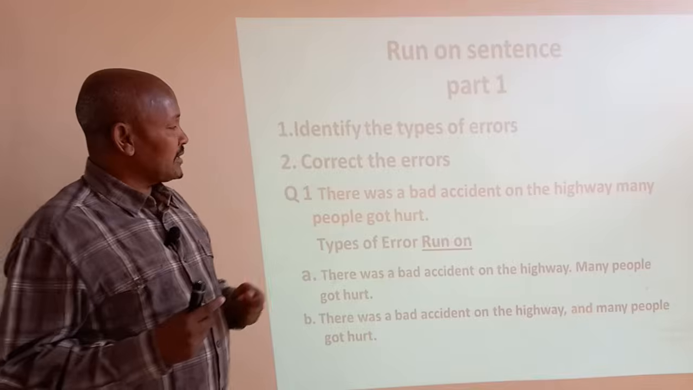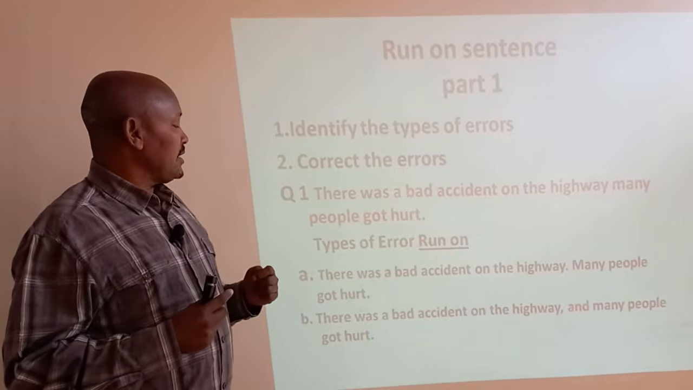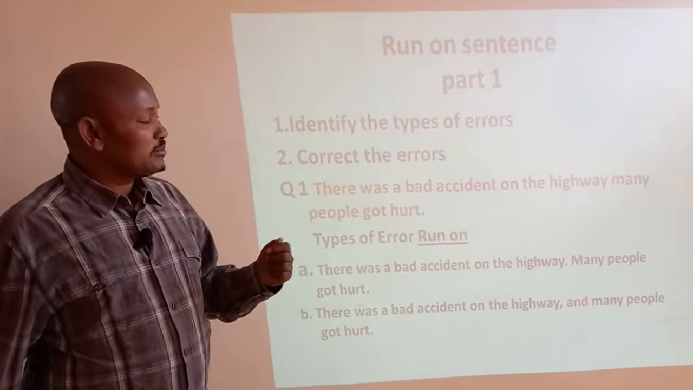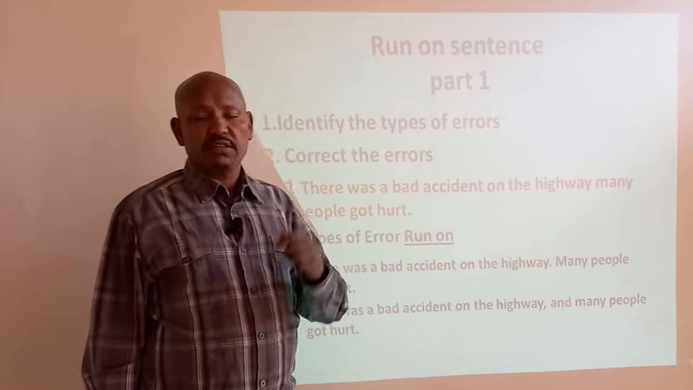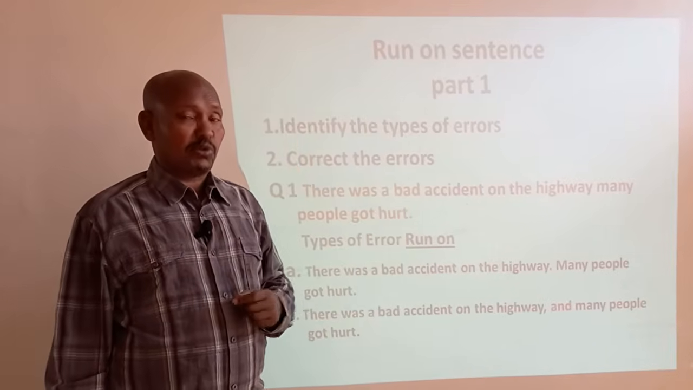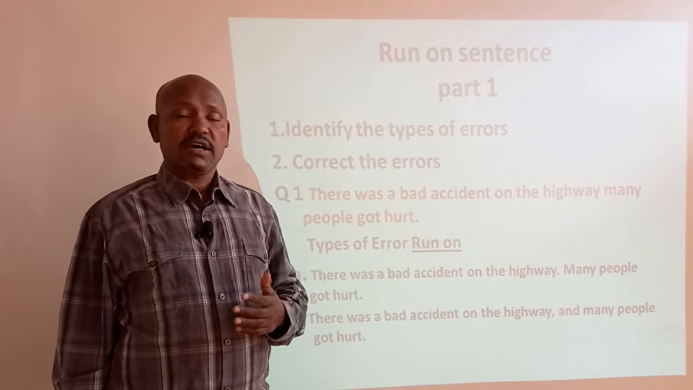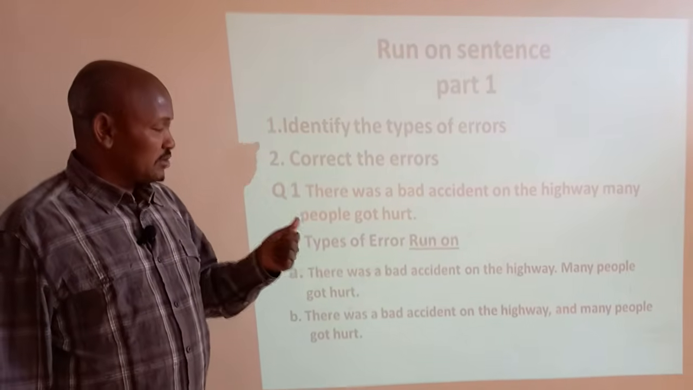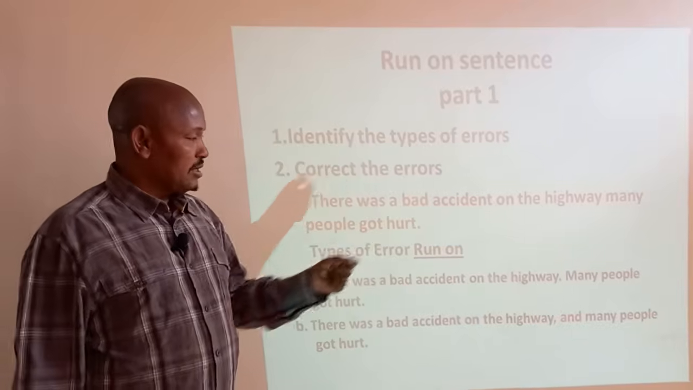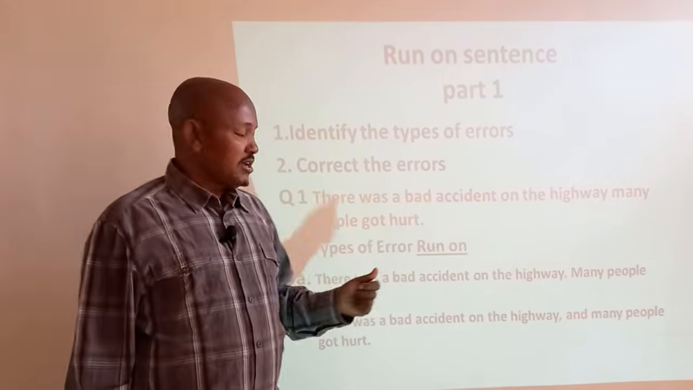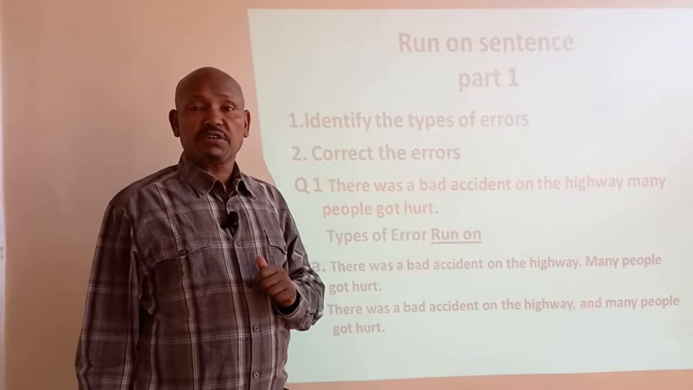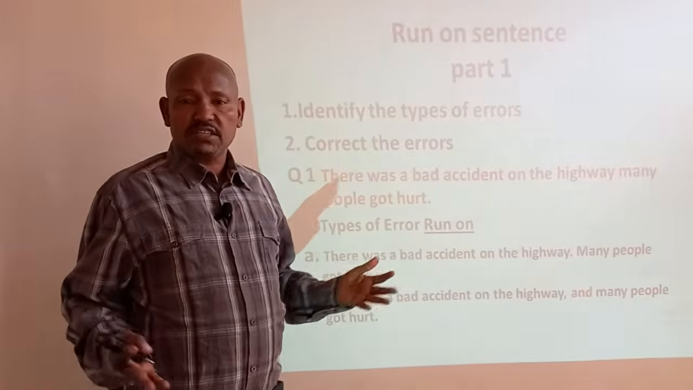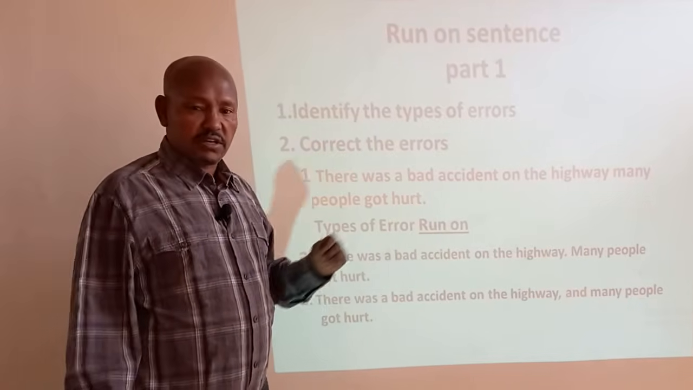So here, there was a bad accident on the highway, full stop. Many people got hurt, another independent clause. So the first way is we can put a period at the end of the first clause, and the second clause should begin with a capital letter. So this is a way of correcting that run-on sentence. There was a bad accident on the highway. Many people got hurt. The first M should be written as a capital letter. So this is the first way of correcting this run-on sentence. This is a meaningful sentence. In the first case, which has the sentence error, the type of sentence error is run-on.